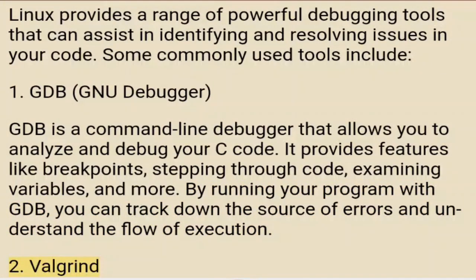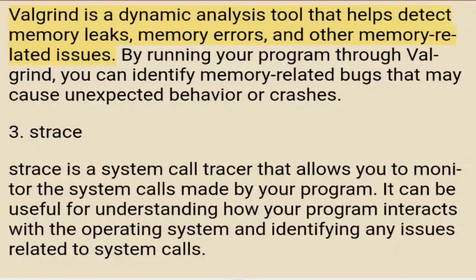2. Valgrind. Valgrind is a dynamic analysis tool that helps detect memory leaks, memory errors, and other memory-related issues. By running your program through Valgrind, you can identify memory-related bugs that may cause unexpected behavior or crashes. 3. Strace. Strace is a system call tracer that allows you to monitor the system calls made by your program. It can be useful for understanding how your program interacts with the operating system and identifying any issues related to system calls.